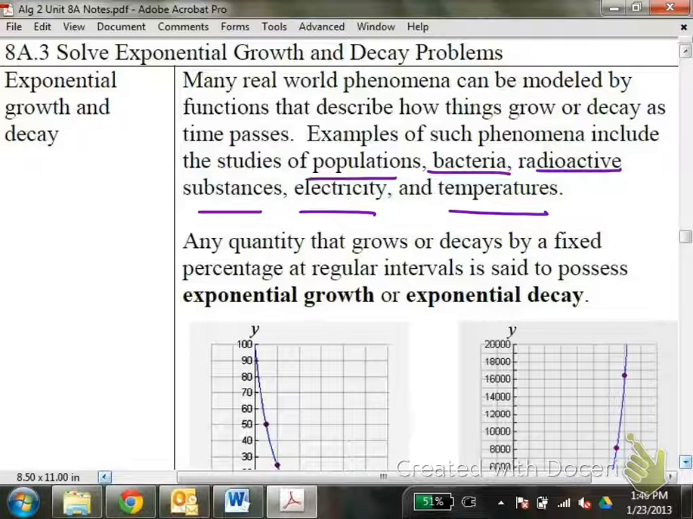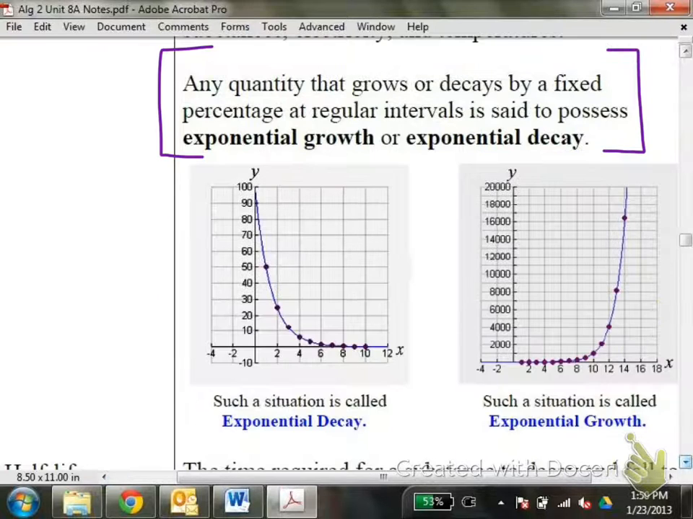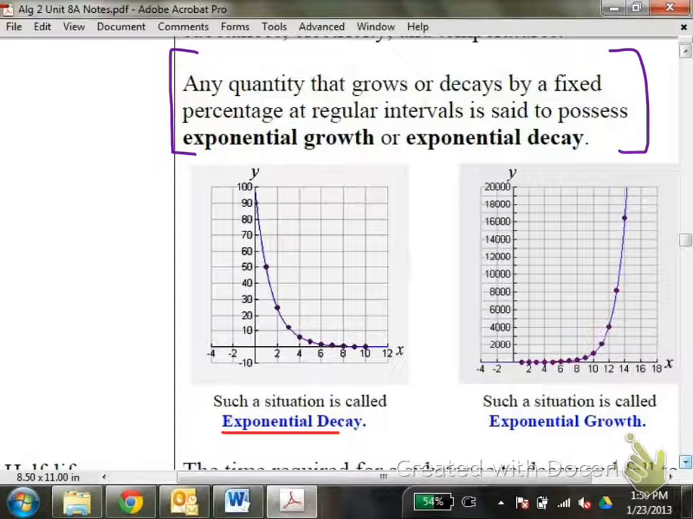What I do want you to write is this part right here that defines exponential growth and decay. Any quantity that grows or decays by a fixed percentage at regular intervals is said to possess exponential growth or exponential decay. So, a graph that is decreasing is called exponential decay. If the graph is increasing, it's called exponential growth. And that actually should make sense, right? It's decaying, meaning it's getting smaller. Growth means it's getting bigger.